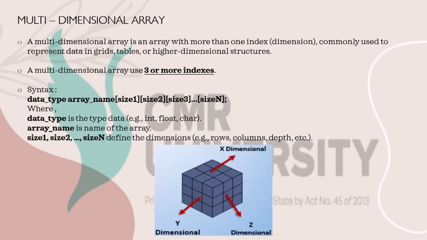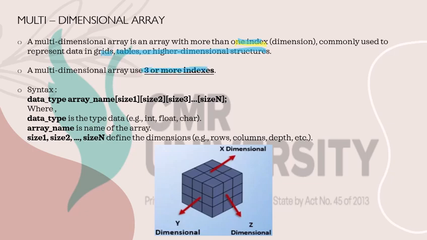Next, multidimensional array. A multidimensional array is an array with more than one index, commonly used to represent data in grids, tables, or higher dimensional structure. A multidimensional array has three or more indices.